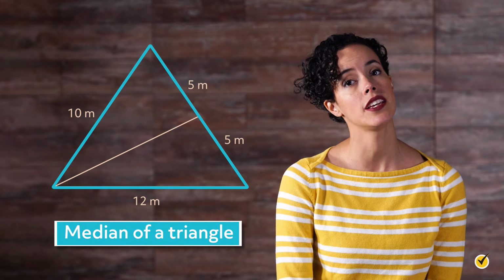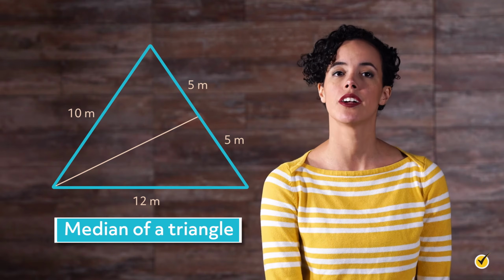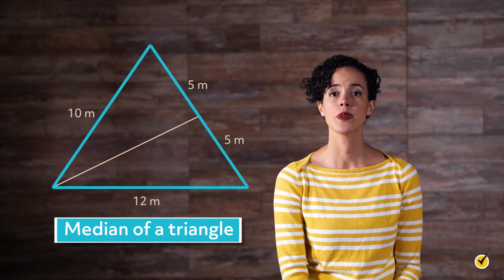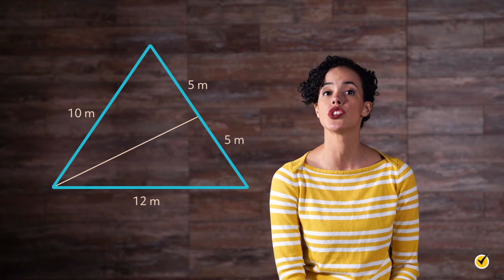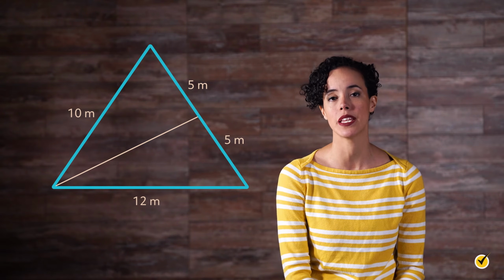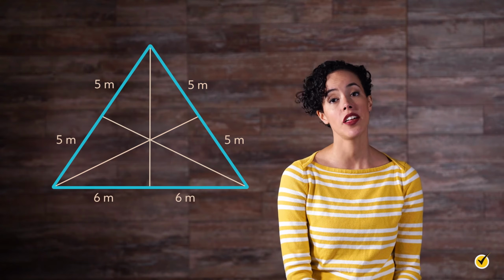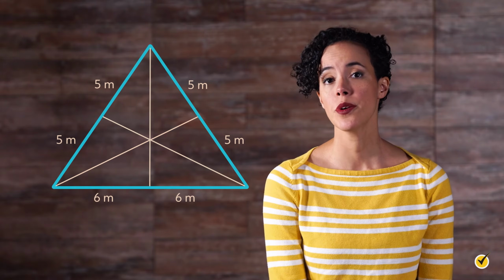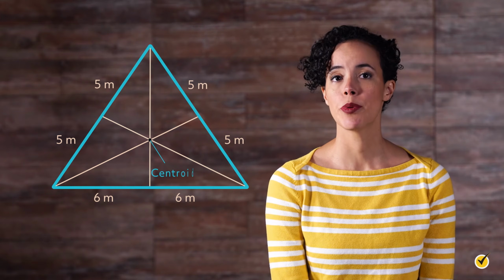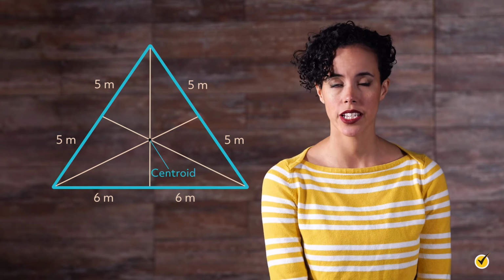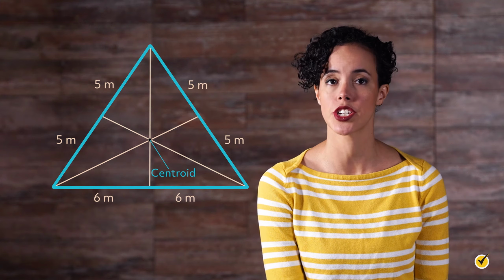This is called a median of a triangle, and every triangle has 3 of them. As we can see, the opposite side that measures 10 meters has been split into 2 5-meter segments by our median. Now we need to draw the other 2 medians. Now that we've drawn all 3 medians, we can see where they intersect. This point is the centroid of the triangle and is our second type of triangle center.